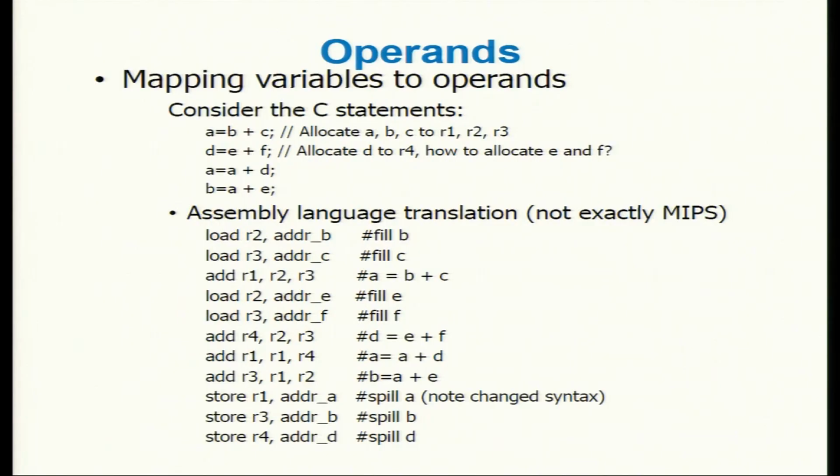And then I can compile D equal to E plus F. I have decided to put D in R4, so that's this one. And then I can do the rest. I have D in R4, A in R1, so I can generate the new value of A here, R1, R1, R4. And I have A in R1 and E in R2, so I can generate the new value of B, which is R3, R1, R2.